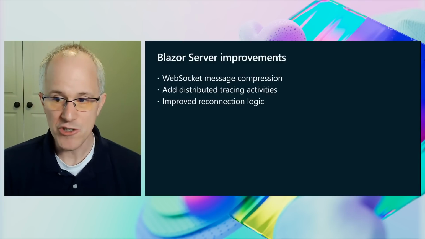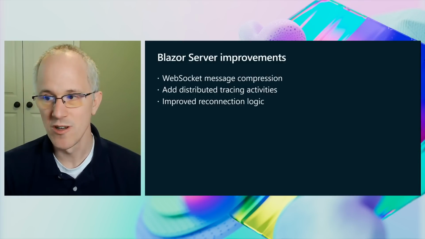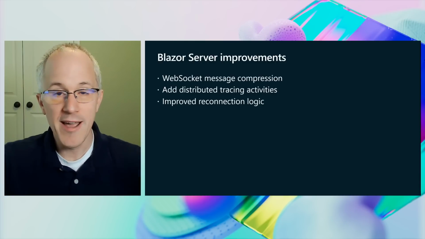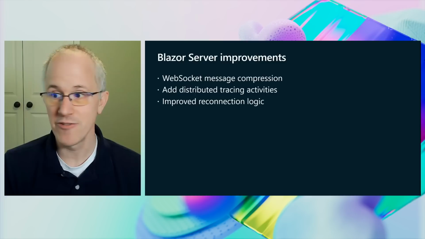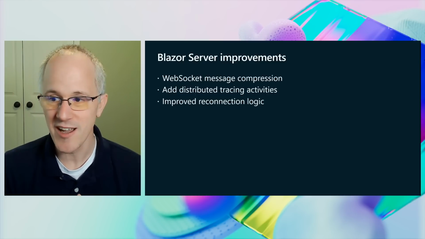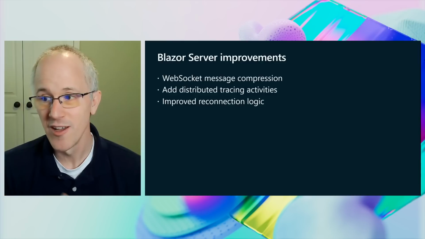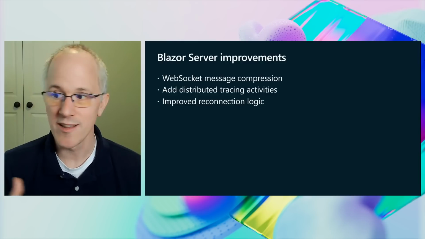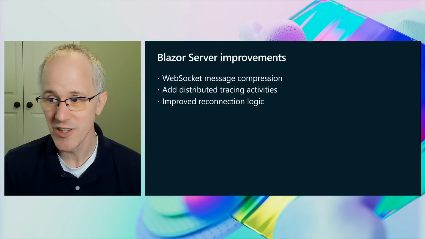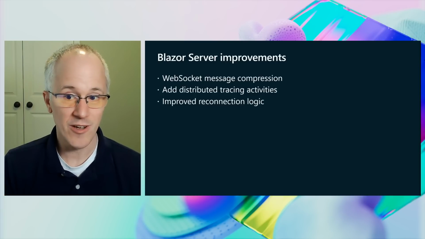For apps that use interactive server rendering or Blazor Server, we've already done some work in .NET 9 to improve performance by compressing the WebSocket traffic. In our tests, we're seeing that compression can cut the message payload sizes roughly in half, which should help reduce UI latency. This improvement is already available with the latest .NET 9 previews and is enabled by default.